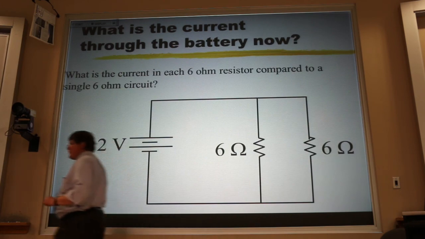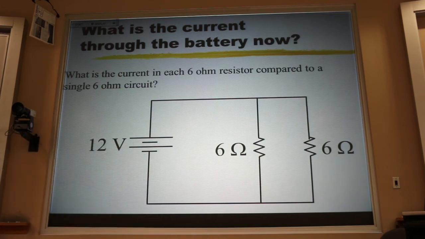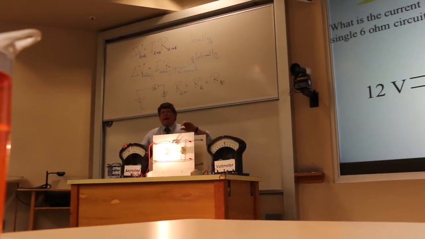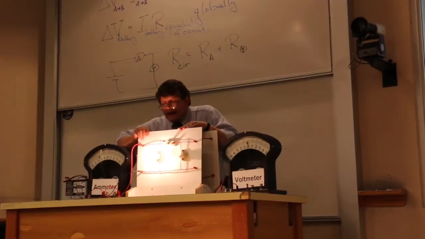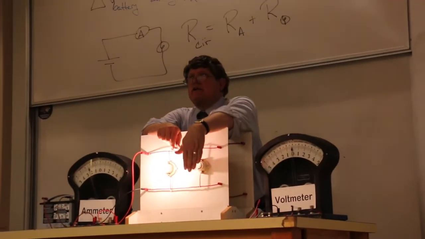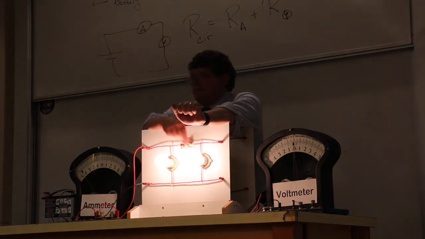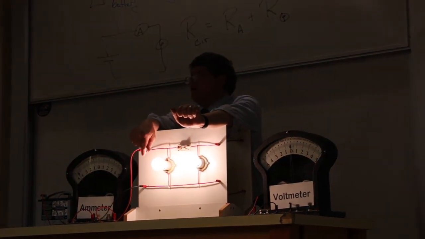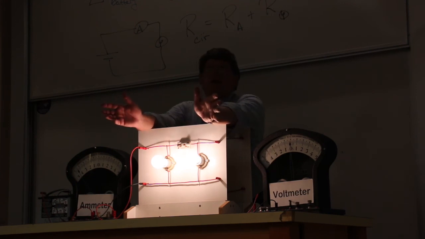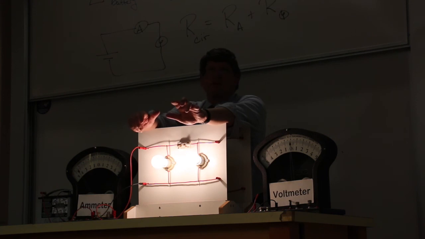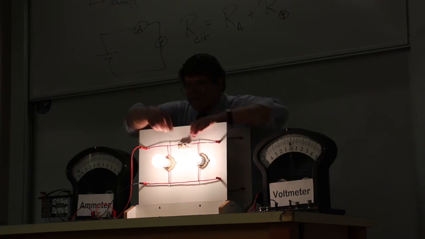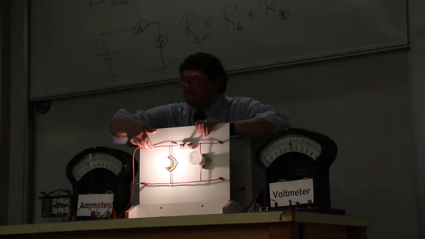Now to answer that question, I've got a little demo here. I have a single bulb connected to a battery through an ammeter. And as I close this switch to add another bulb in parallel to it, you'll notice two things. First of all, this bulb didn't change. That's the way you would like your house to be wired. When you turn on your kitchen light, you don't want your light in your family room to dim. You want them to be independent of each other. And so I don't get any change here.